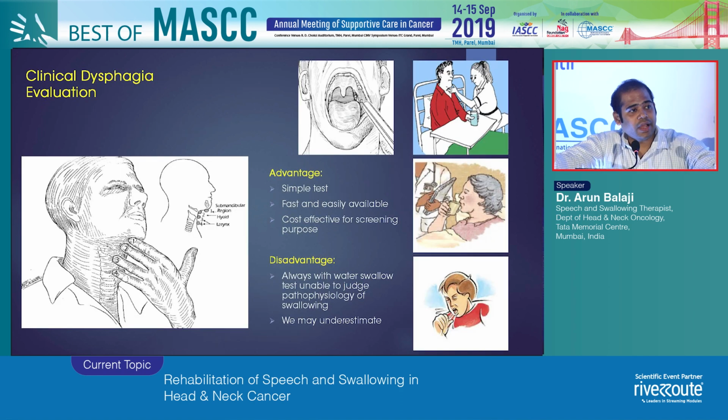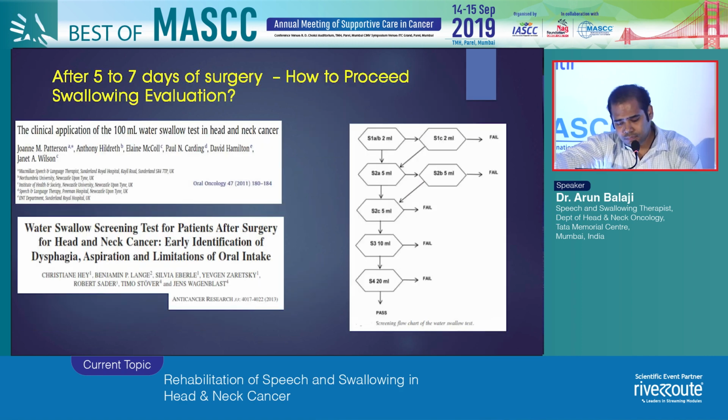So how are you going to evaluate swallowing function? Definitely, clinical swallowing evaluation is a must. We need to examine the oral cavity, do the small water swallow test, and evaluate how the patient is swallowing. If it is high risk, we can start with a modified water swallow test. If it is low risk, then we can gradually start with the 100 ml water swallow test and see how the patient is swallowing. And when are we going to start swallowing therapy after surgery?